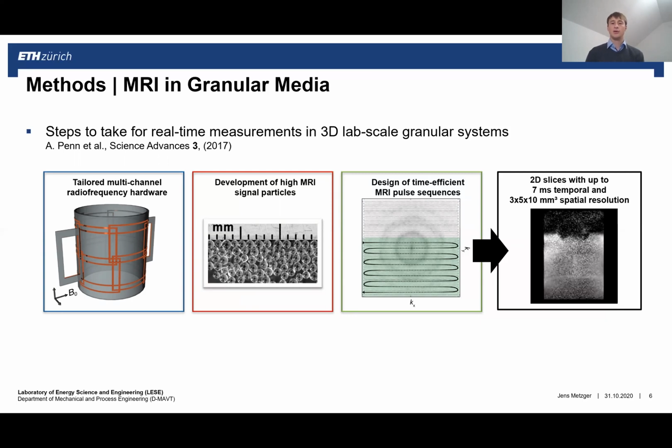Thirdly, we also designed time-efficient MRI pulse sequences to reduce temporal resolution. And all of these three methods are used to create 2D slices of a 3D bed with a temporal resolution of about 7 milliseconds and a spatial resolution of 3 by 5 by 10 cubic millimeters.